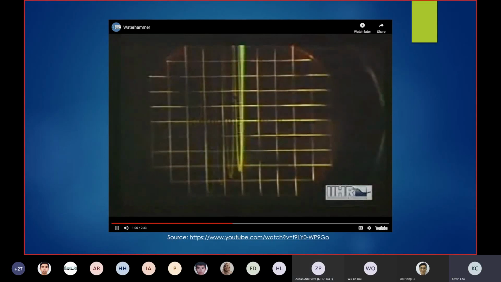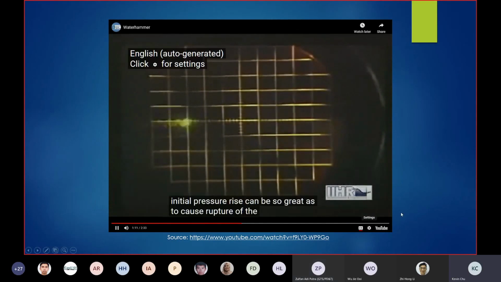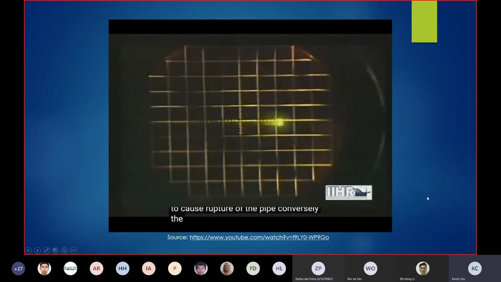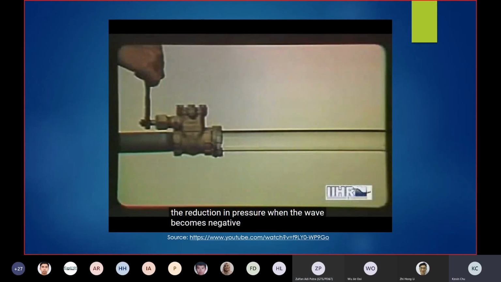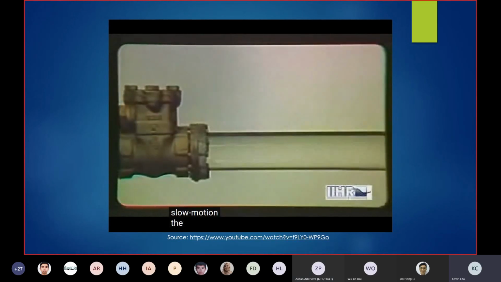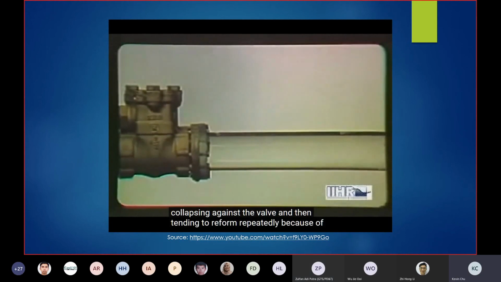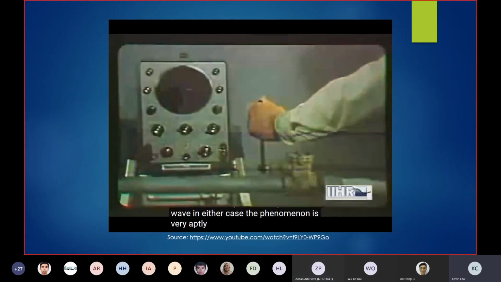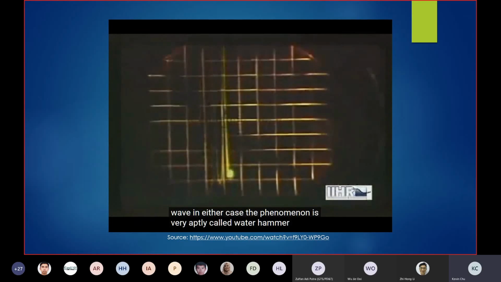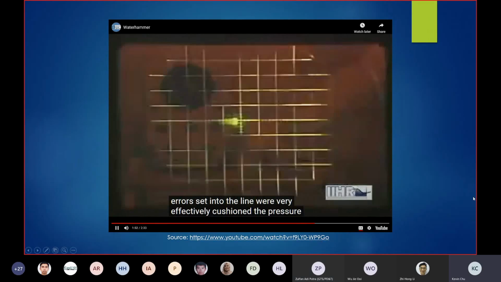If the initial velocity of the water is very high, the initial pressure rise can be so great as to cause rupture of the pipe. Conversely, the reduction in pressure, when the wave becomes negative, can produce cavitation of the liquid, as seen here in slow motion. The initial vapor pocket thereafter collapsing against the valve and then tending to reform repeatedly. Because of the noise that is produced by the sound wave in either case, the phenomenon is very aptly called water hammer. Hold the pressure will very effectively cushion the pressure.